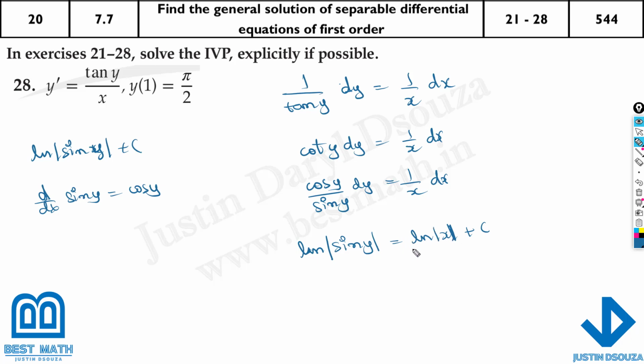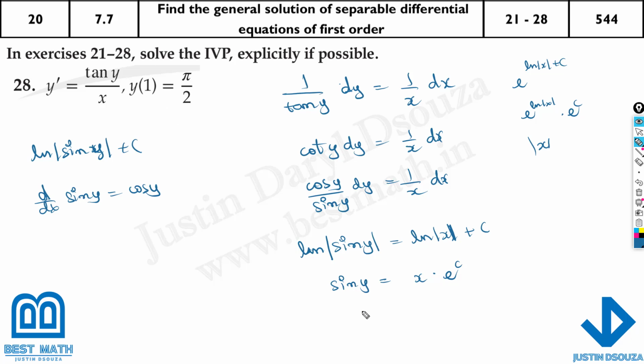Now we have ln and ln. I'll just take exponential on both the sides. It's going to be sine y is equal to x, but don't forget it will be multiplied by e to the power c. We have done this before. It will become e to the power ln x plus c, and then we can split this out, e to the power ln x multiplied by e to the power c, and this will become modulus x times e to the power c. So this is how we get it. Now, since it was exponential, we'll just ignore the modulus. That's fine.